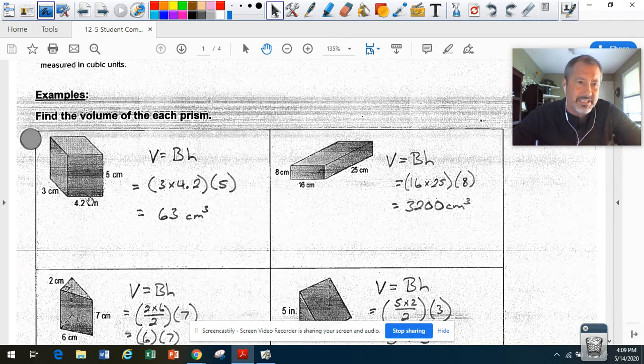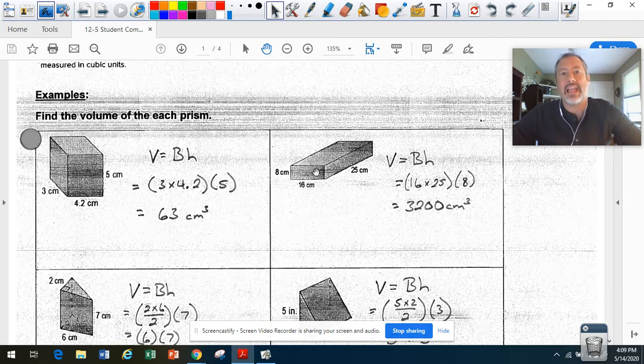You can say, hey, my base is down here at the bottom. 3 times 4.2, that's my big B, and then I'll multiply times the height here. It does not matter with your rectangular prisms or your square prisms. You can just do volume equals length times width times height. So all we really need to do here with this one is do 3 times 4.2 times 5. So we multiply those together, we get 63. Now, our unit is centimeters, so we must cube that. So it's 63 centimeters cubed.